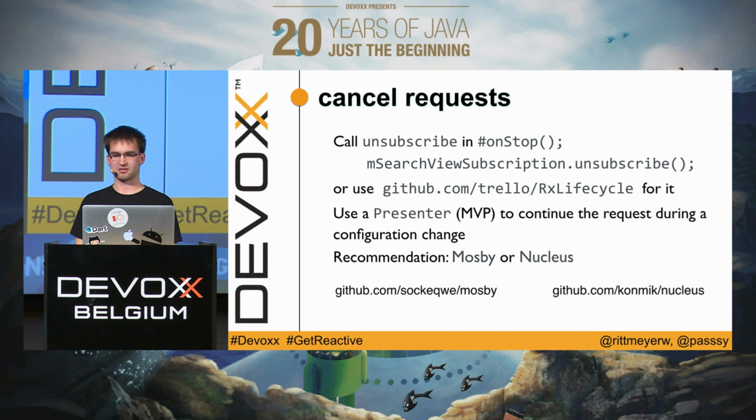I recommend using Mosby or Nucleus. I've used both libraries. Then I started using my own library because both don't fit perfectly. So I use the best of both and use it as an internal library, very small. And it just helps me to have a presenter which survives the orientation change. I do all my network requests inside of this presenter, and when a view after the orientation change attaches again to my presenter, I emit the items I received during the configuration change.